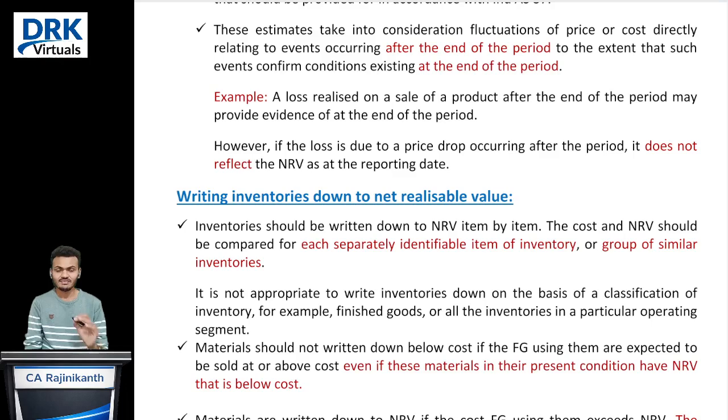Example, if the price and demand for our products start declining from 10th March and we sold that inventory on 14th April, let's assume. It means what, sir? Our price and demand of our products started declining before the end of the reporting period only. So in that case, we can consider those events, right? If the price and demand for the product start declining after the end of the reporting period, in that case, we need not consider that. That is what the standard is saying, right?